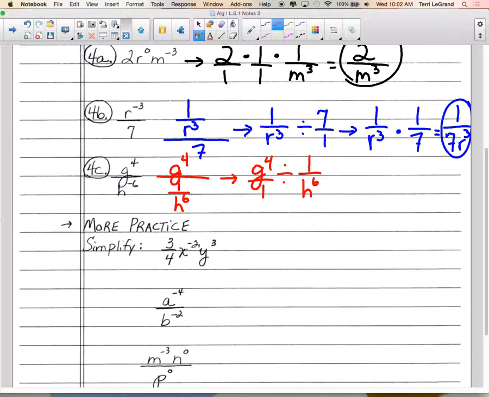So we're going to have to multiply by the reciprocal. G to the 4th over 1 times h to the 6th over 1. Technically, it's just g to the 4th times h to the 6th. So it's going to be g to the 4th, h to the 6th. Because those ones downstairs, are they critical? No. Divided by 1 is, I don't know, a useful step.